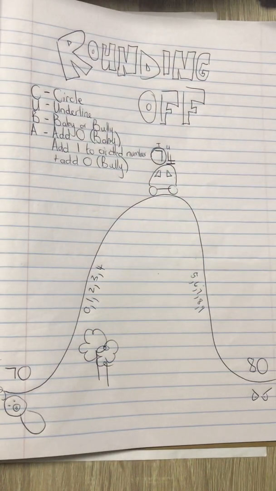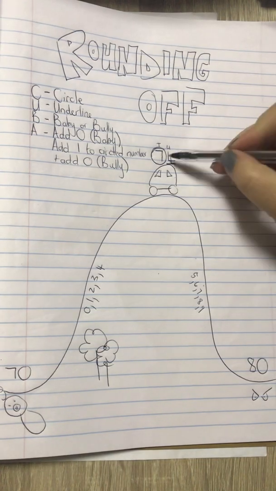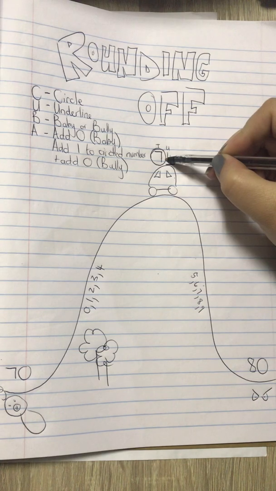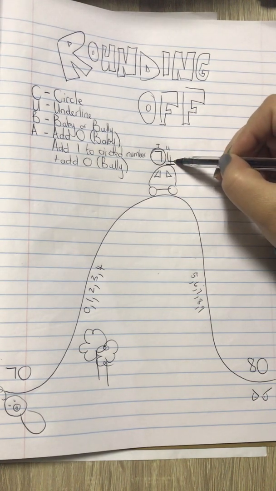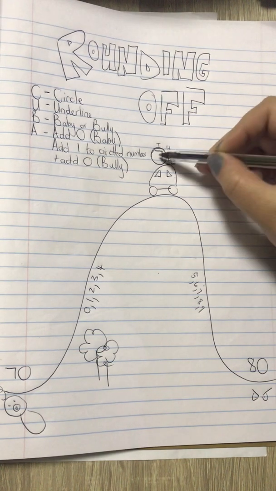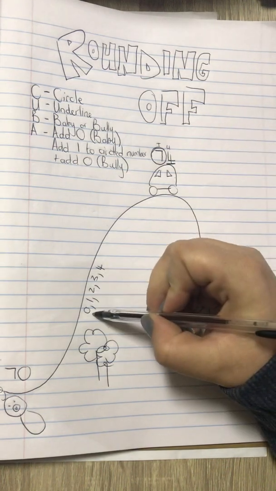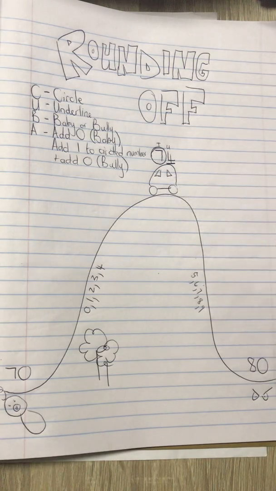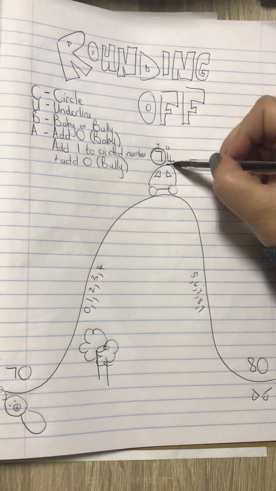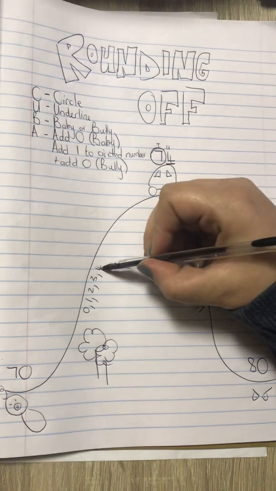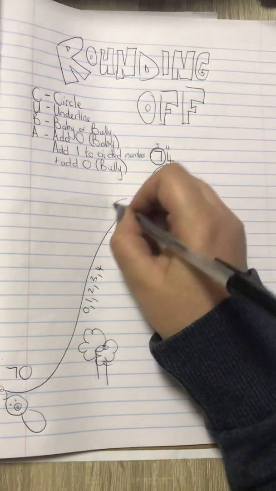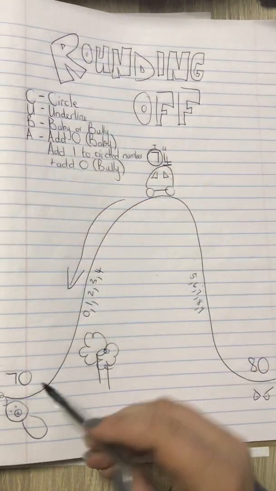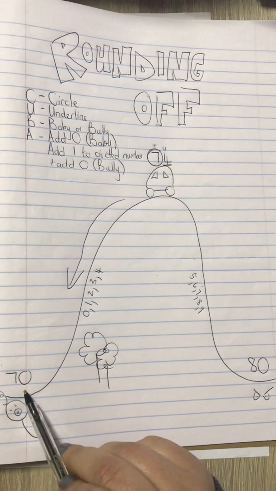Okay, that seems long. I want you to remember the word CUBA. Curly K, A, B, A. First step, circle the one that you want to know. We did that. Second step, underline the number to the right. We did that. B, baby or bully. So now we decide. Does this one fall to the baby side or does it go to the bully side? We have to look at our underlined number, and it's a 4, so it goes towards the baby side. So my number will be 70.